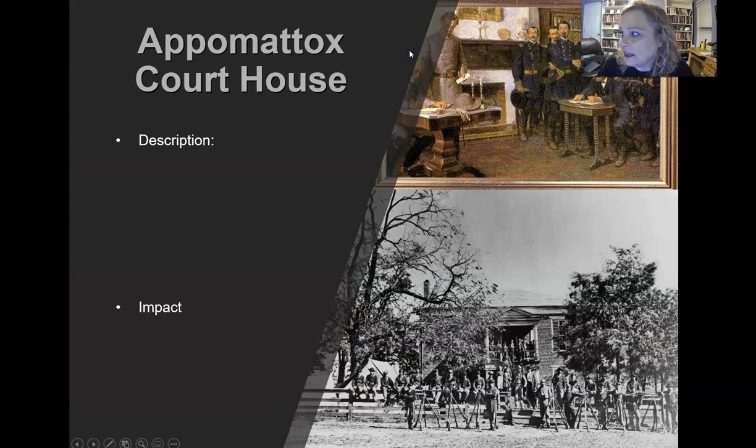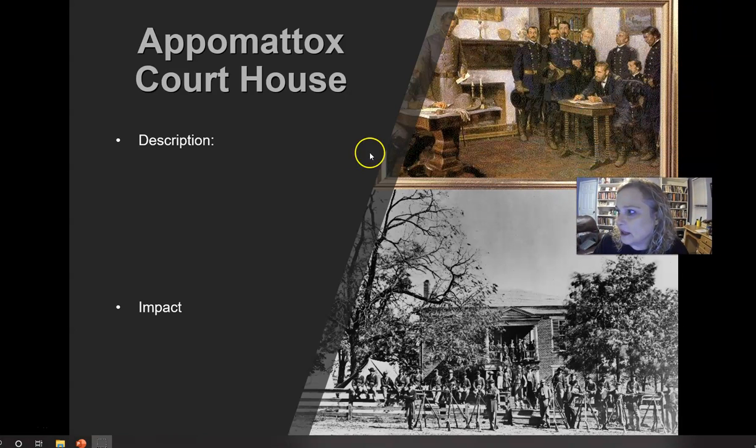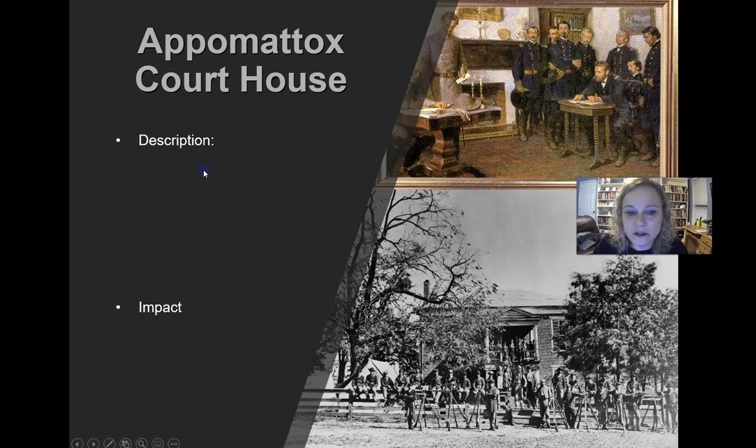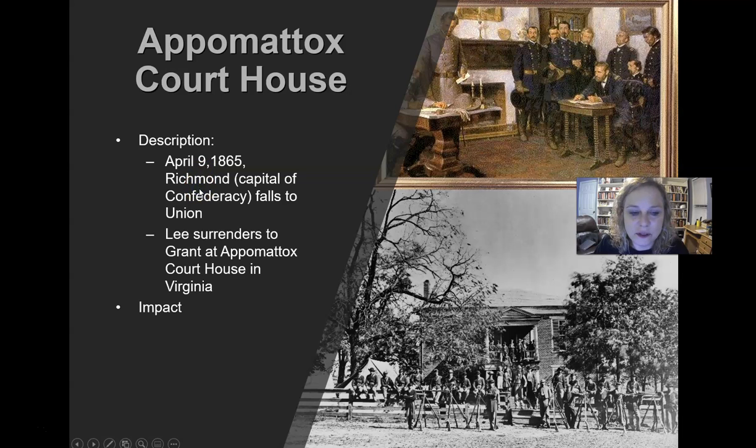Okay, so the finale is, of course, Appomattox Courthouse, which is actually a town and not a building in Virginia. Essentially what happened is that Richmond falls to the Union. Lee knows that it's over, and he surrenders at Appomattox Courthouse, you know, in this town in Virginia. And this is a famous rendition of him signing. That's Grant, and this is Lee over here. It does officially end the war.